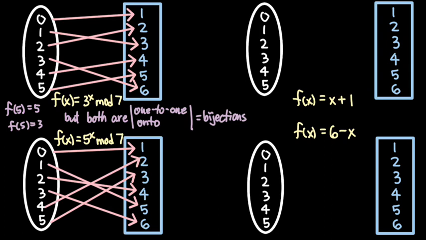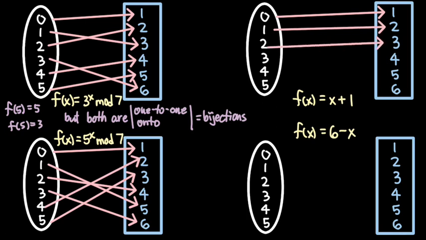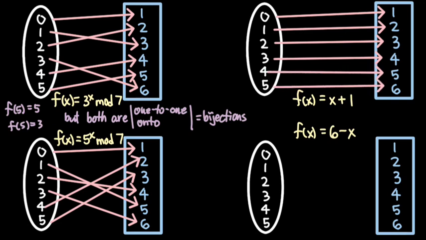Let's review real quickly the hunters and arrows for f of x equals x plus 1. This is probably the simplest one to do. 0 goes to 1, 1 goes to 2. Yep. And this one just is a ladder going straight down. 2 goes to 3, 3 goes to 4, 4 goes to 5, 5 goes to 6.